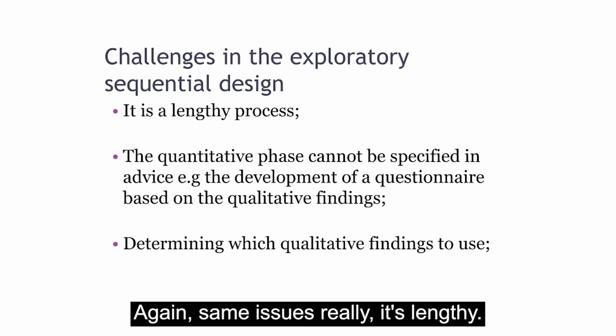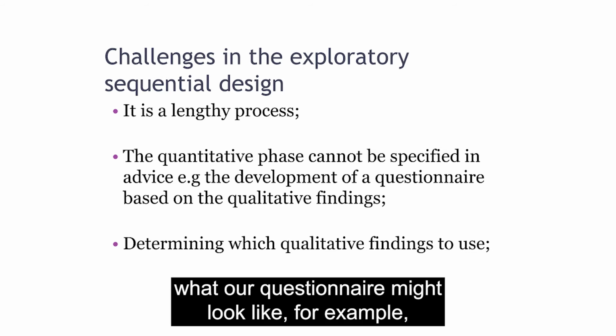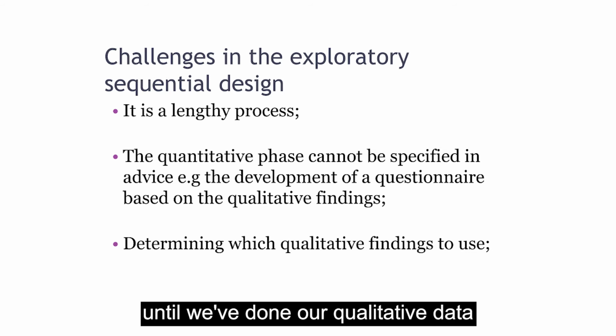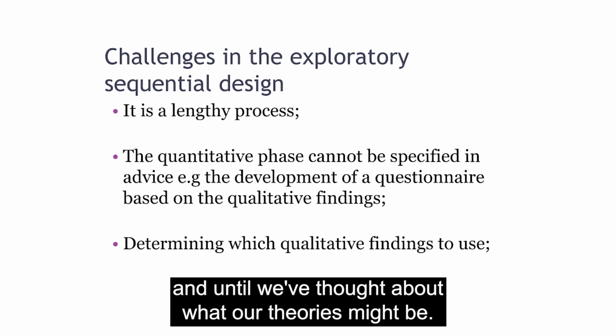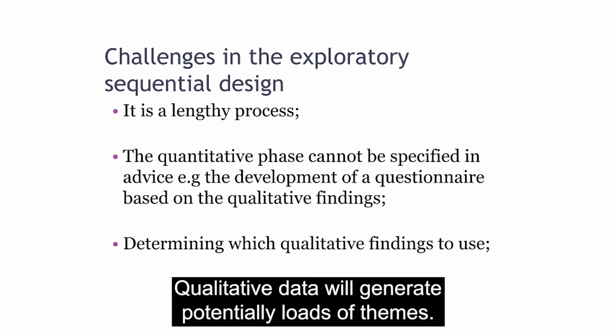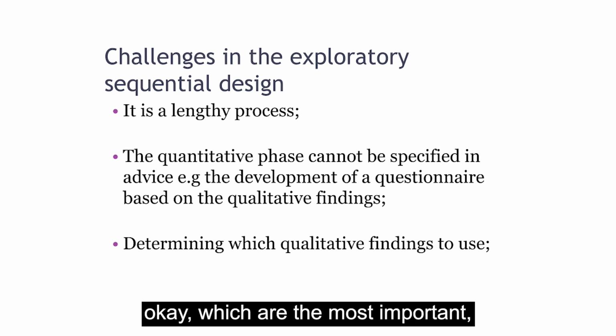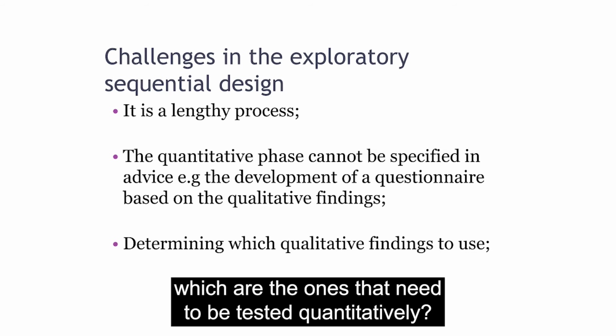Again, same issues really. It's lengthy. We can't specify the quantitative phase in advance because we don't know what our questionnaire might look like, for example, until we've done our qualitative data and until we've thought about what our theories might be. And again, it's the same issue. Qualitative data will potentially generate loads of themes, and then you have to think, okay, which are the most important? Which are the ones that need to be tested quantitatively?